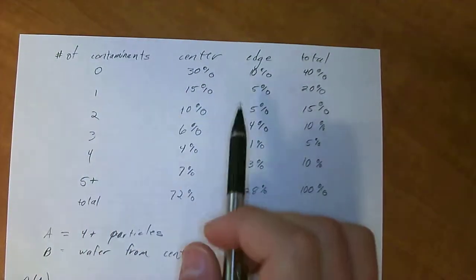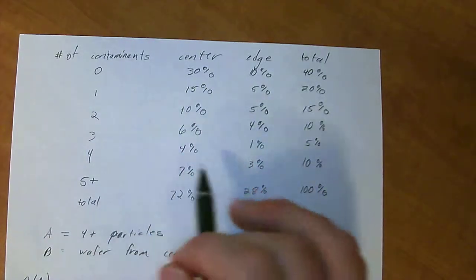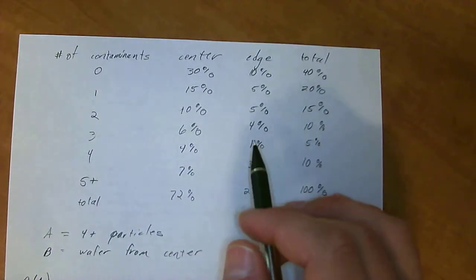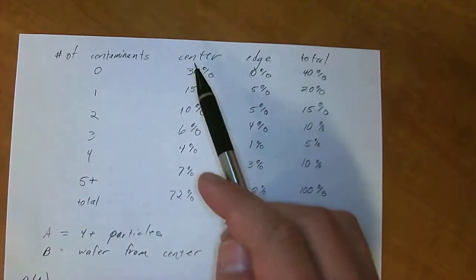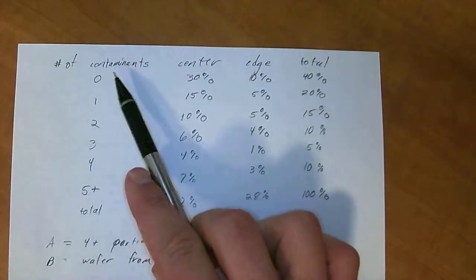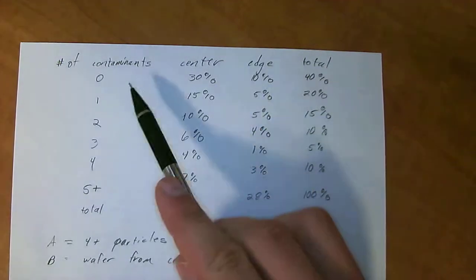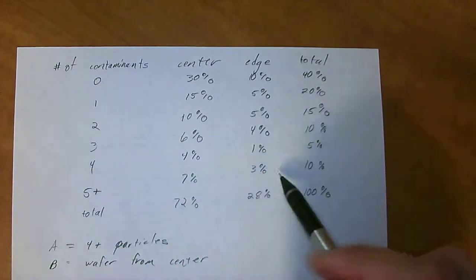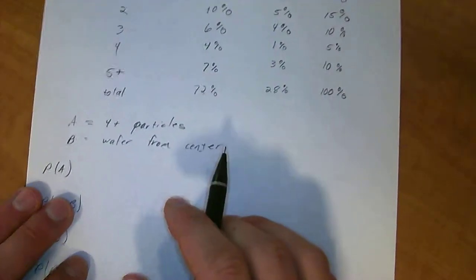So we have this chart of where a wafer was taken and the number of contaminants that it has. If you're in a manufacturing facility making silicon wafers, the probability of it being in the center and having zero contaminants is 30%, and so on and so forth. Or being from the edge and having zero contaminants is 10%, and so on. We have the totals over here of each one of these, and you'll see how this all comes into play.